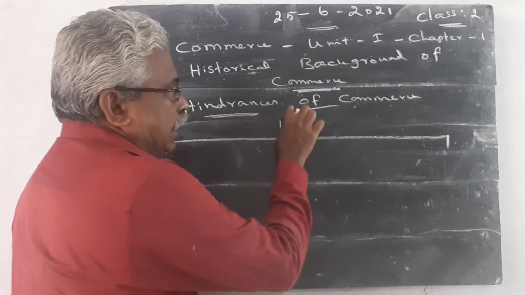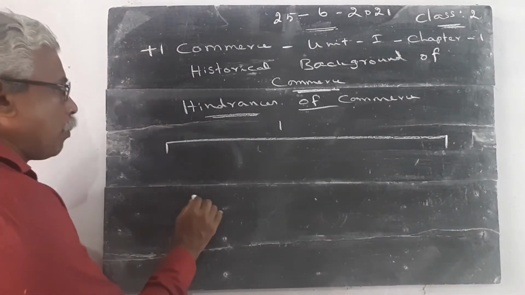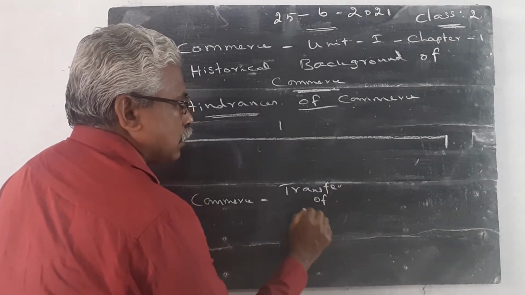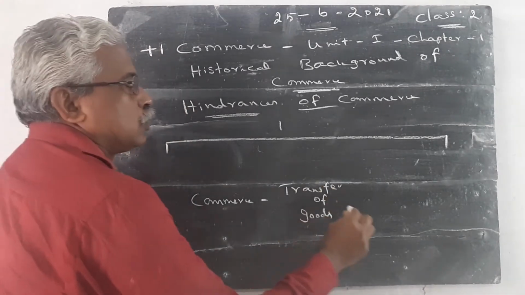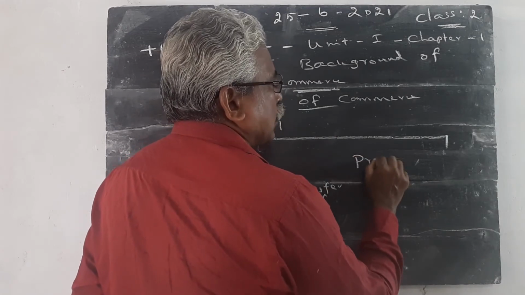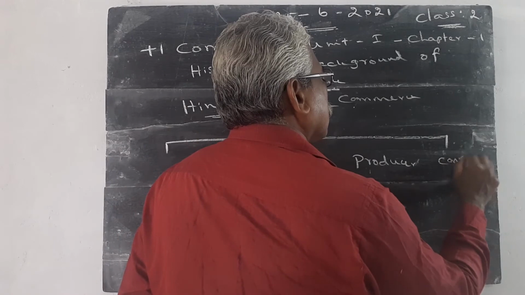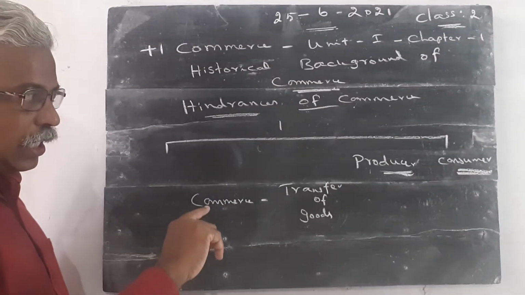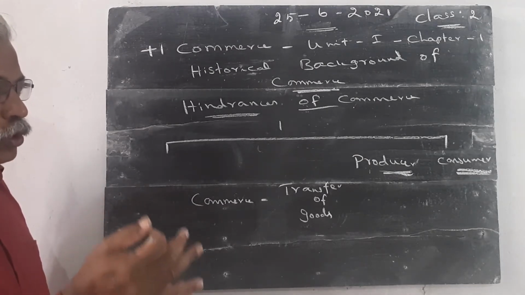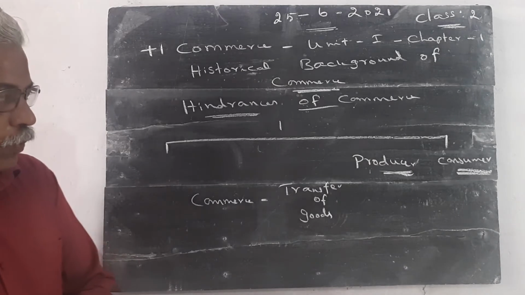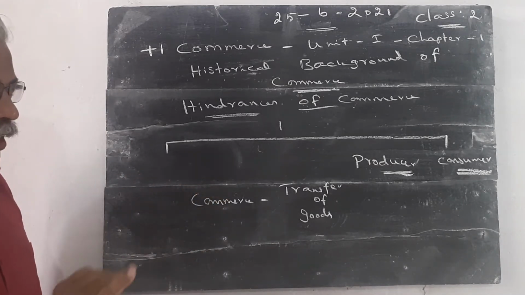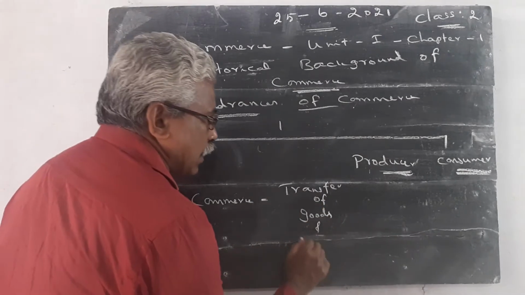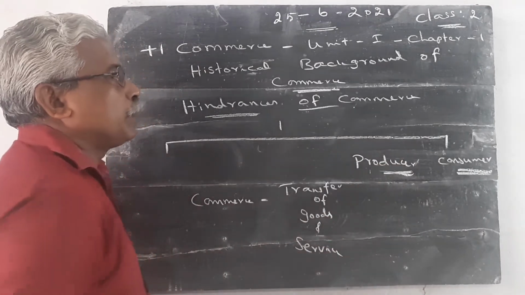But before studying the hindrances, what is the meaning of commerce? Commerce means transfer of goods from producer to consumer. These 2 terms are frequently used in commerce class: producer and consumer. When the goods are produced by the manufacturer and reach the consumer, then only their production activities will be finished. Consumer satisfaction is also necessary. So commerce means transfer of goods and services from producer to consumer.